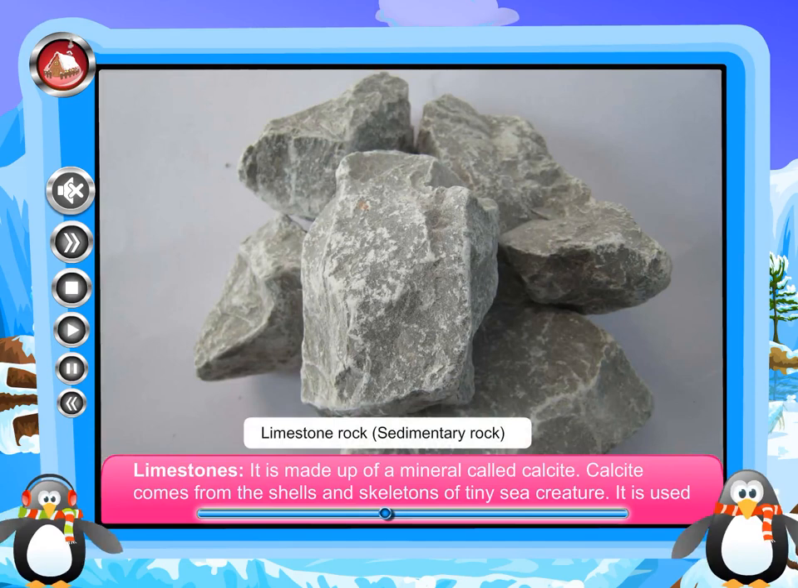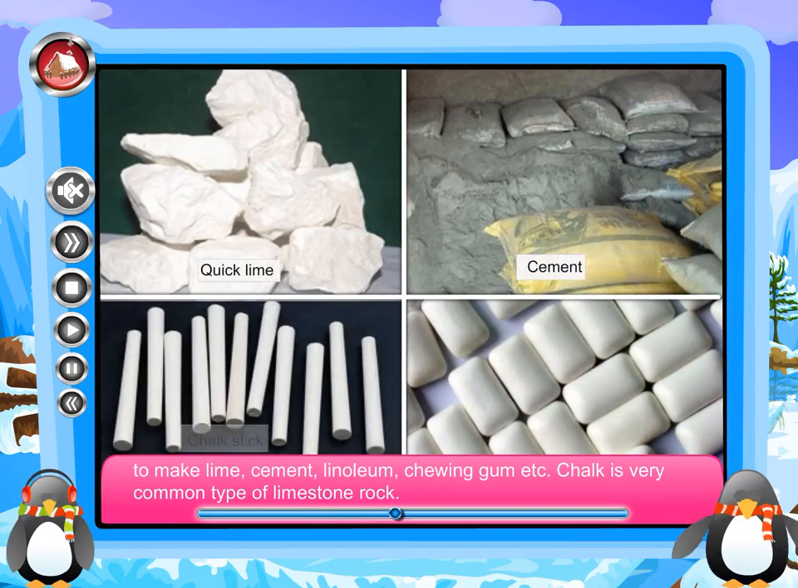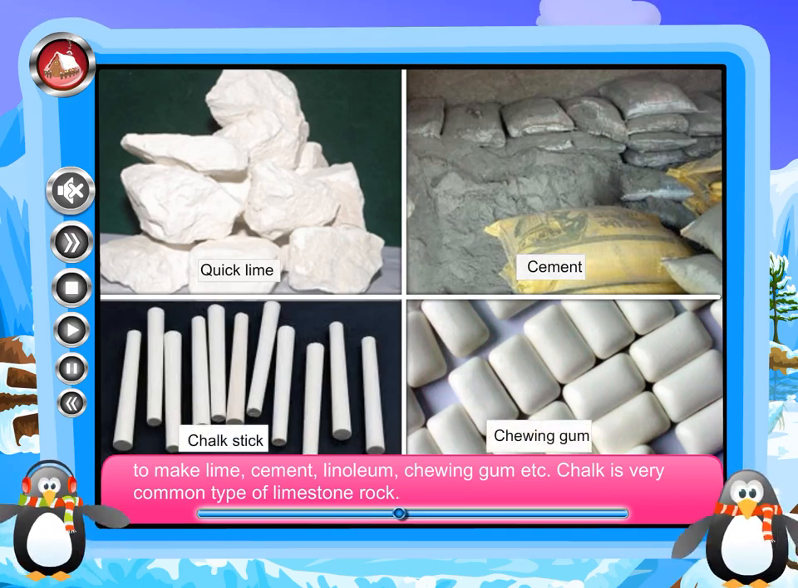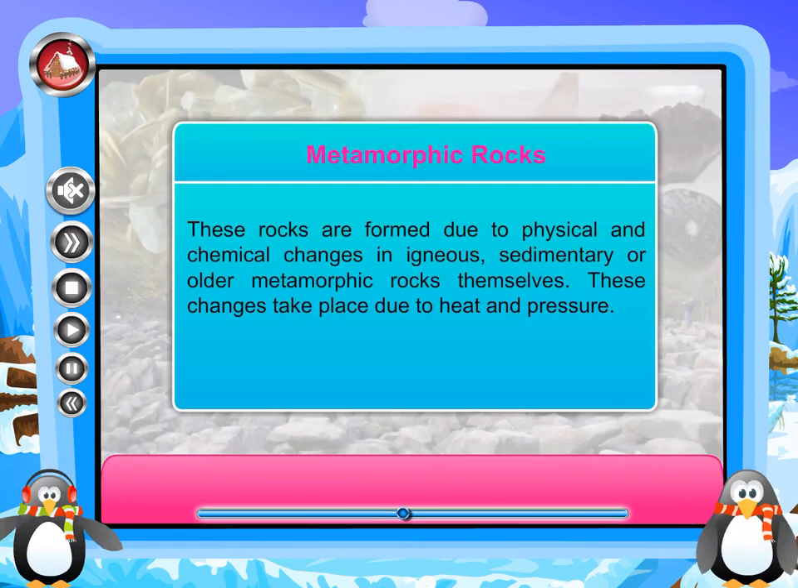Limestones. It is made up of a mineral called calcite. Calcite comes from the shells and skeletons of tiny sea creatures. It is used to make lime, cement, linoleum, chewing gum, etc. Chalk is a very common type of limestone rock.